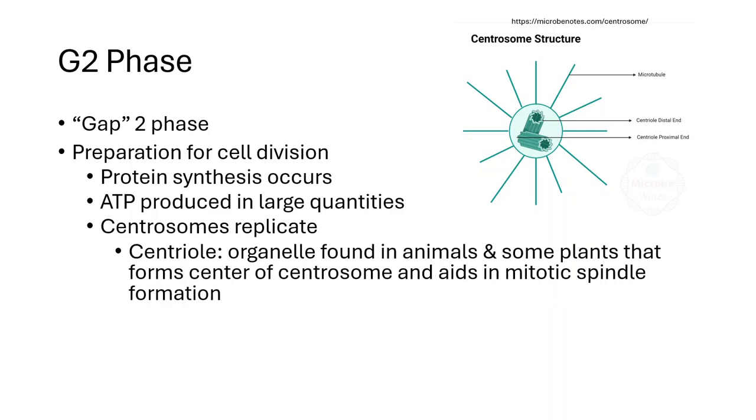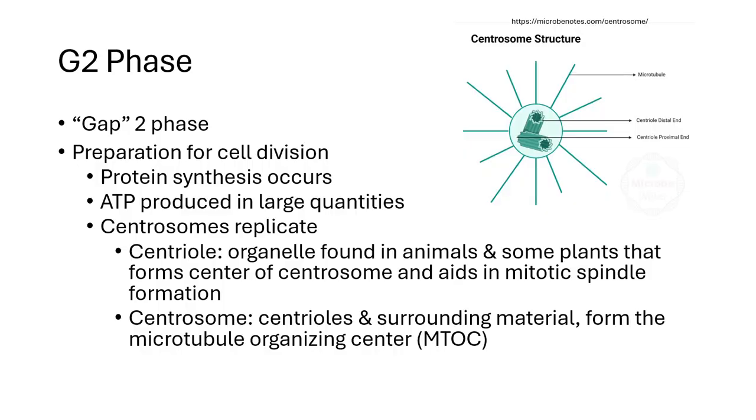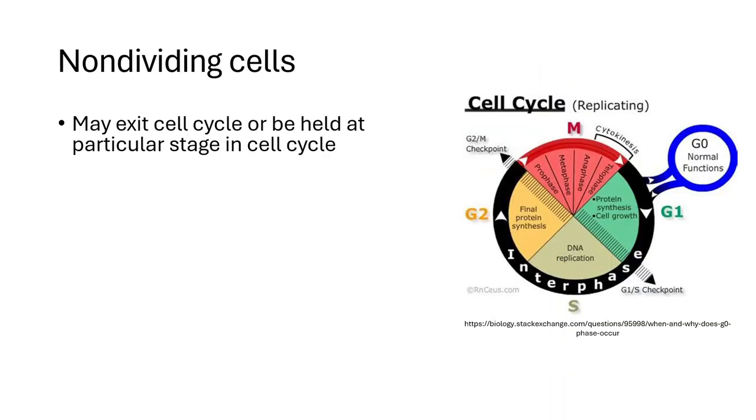Centrosomes are structures that are composed of, in animal cells at least, a centriole, which I say kind of look like churros, but they are these structures that are found in animal cells. In non-animal cells, you'll also find centrosomes, which will have what are called microtubule organizing centers, or the MTOC. And that's what's going to form the spindle fibers that are going to pull the chromosomes and pull the chromatids apart during mitosis. You're also going to have extra cytoplasm, extra organelles produced in preparation for mitosis.